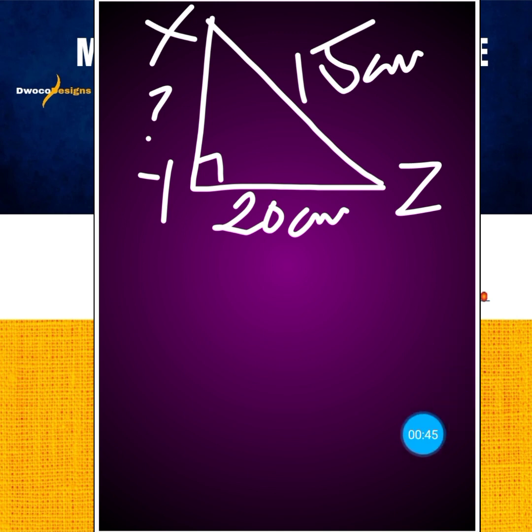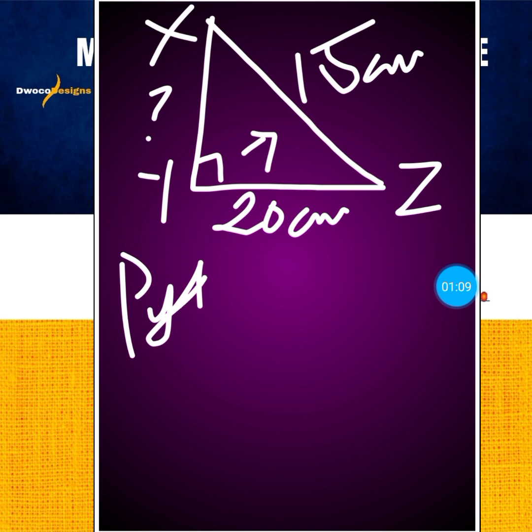Now this very side that's facing the 90 degree angle, this right angle, is what's called the hypotenuse. Then we have the other two sides, adjacent and opposite to each other. So what we're going to do is apply what's called Pythagoras Theorem.